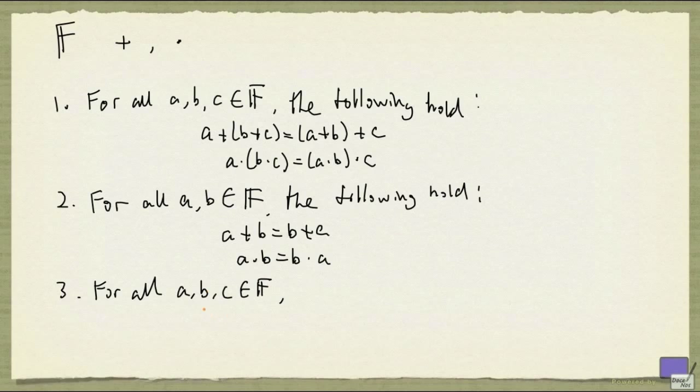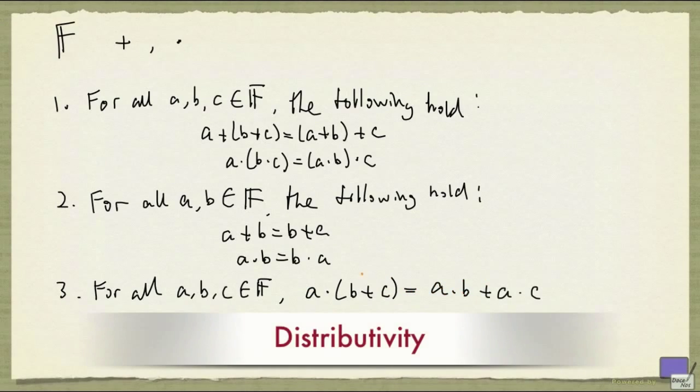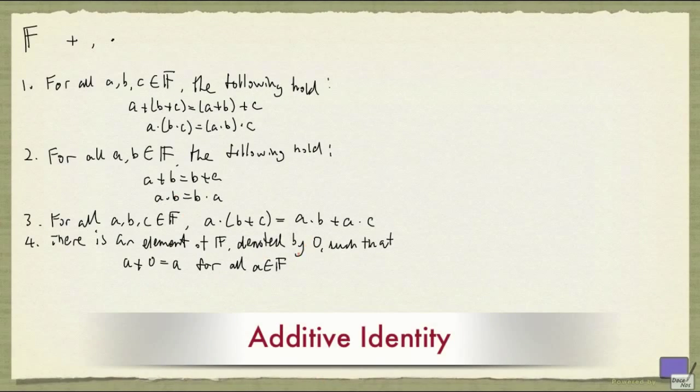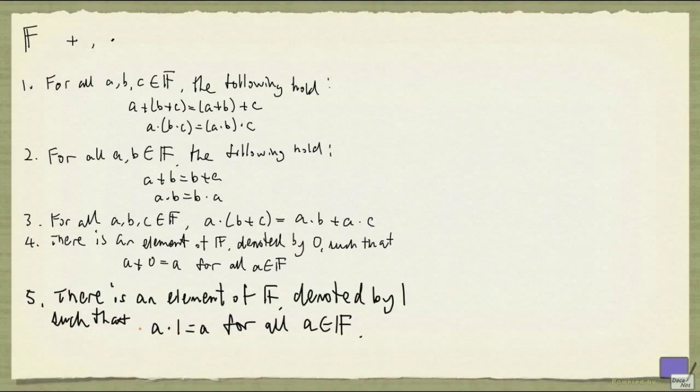And if you take any three elements A, B, C from F, this is true. This is usually called the left distributive law. The next property says that you can always find an element in F, which we are going to call 0, such that if you add it to any other element in F, you get back that element. This element 0 is called the additive identity.